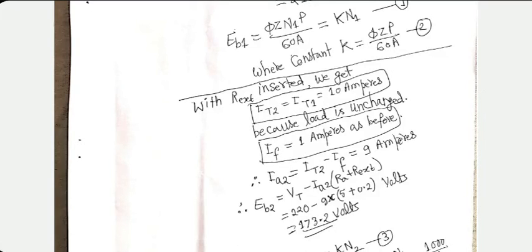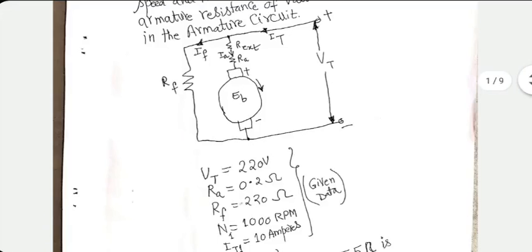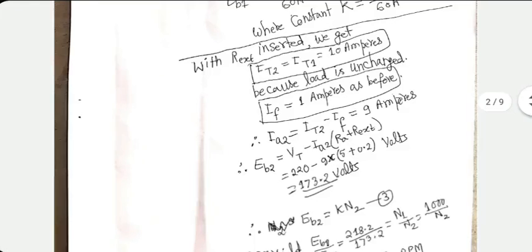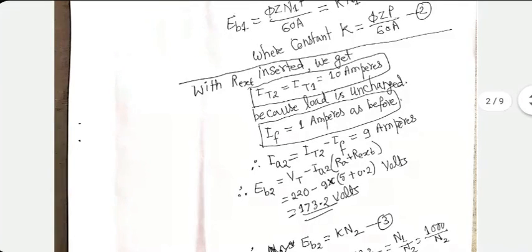That means in the second case, even the armature current will remain the same as it was in the previous case. However, now our R external has been brought in. So the drop in the armature will be much higher. EB2 will now be lower: VT minus IA2 into RA plus R external. So you do the calculation, the second EB value turns out to be 173.2 volts.